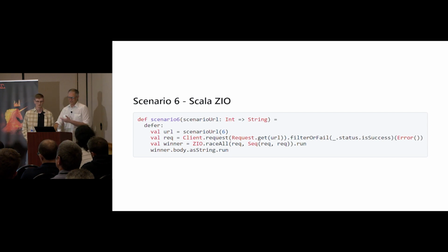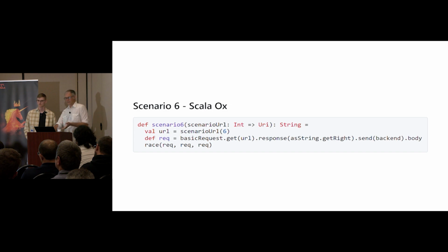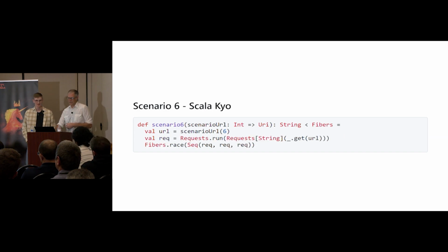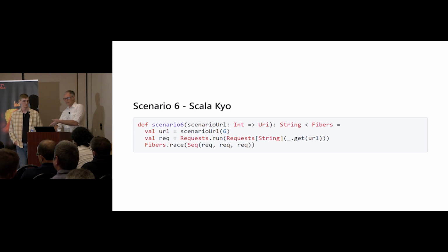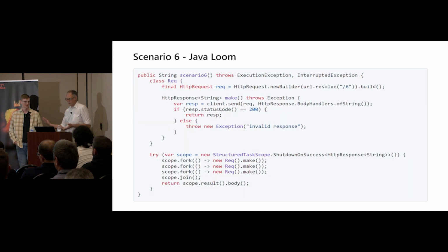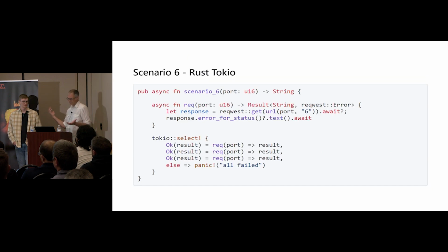We've already seen this one with ZIO, the raceAll. With Ox, I think it's varargs. Yeah, so it just works. And then with Kyo, we can pass a sequence to race, so that's pretty straightforward. With Loom, we're just going to fork more times, and because it can be a non-200 response, we left in that funny class. And then with Rust Tokio, it does support 3, but of course, I don't know what the arity limit on that is.